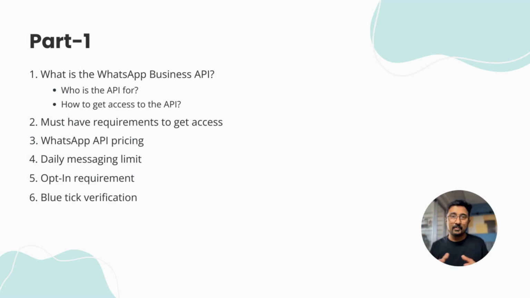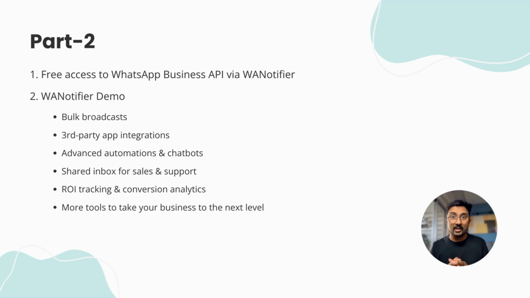That's why I've divided this video into two parts. In the first part, I'll cover what the WhatsApp Business API is, why you need it, the requirements to get access to it, its pricing, daily messaging limit, the opt-in requirement, getting a blue tick, and other key details you need to know before you start.